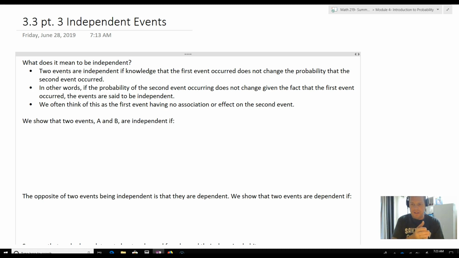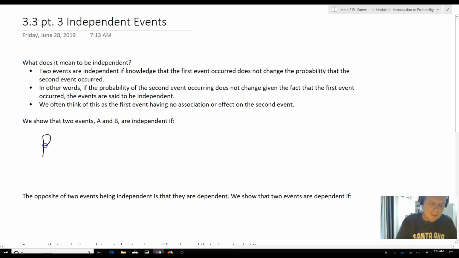If the first event actually has an effect on the second event, then we say that they are in fact dependent. Now we have a mathematical way of writing this, because we want to be able to use probability to show that two events are independent. So here's what we do mathematically as a definition. Two events are independent if the probability of B is going to equal the probability of B given A.